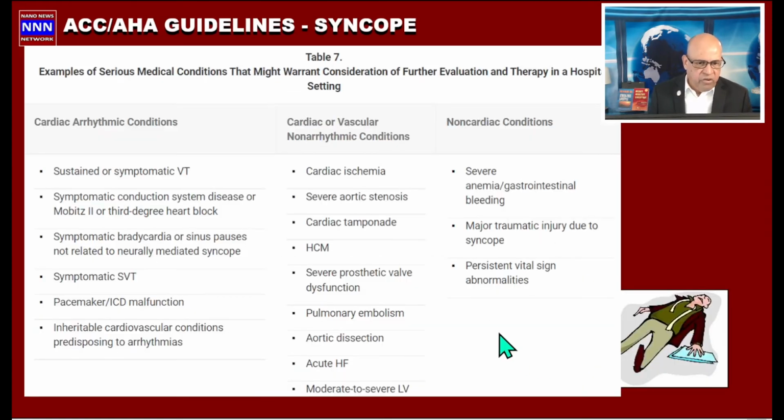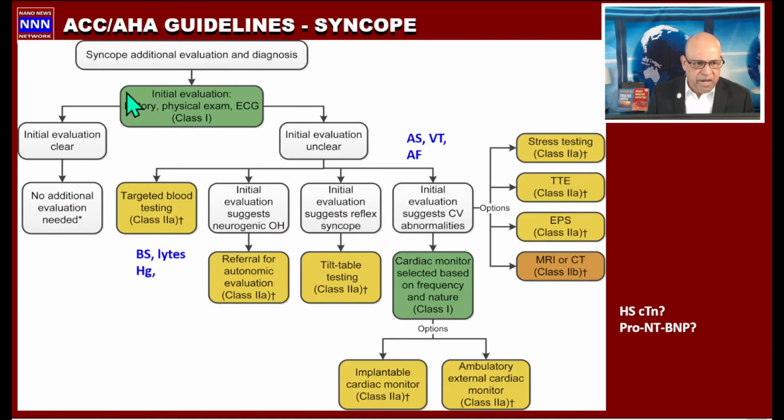All right. So here are some of the cardiac conditions which we have already mentioned. Pulmonary embolus is another important thing to think about. Aortic dissection and acute heart failure are some of the things that we need to consider, because these are all high-risk patients. Additional evaluation and management. So we have already done all these things. Now, the initial evaluation is unclear.